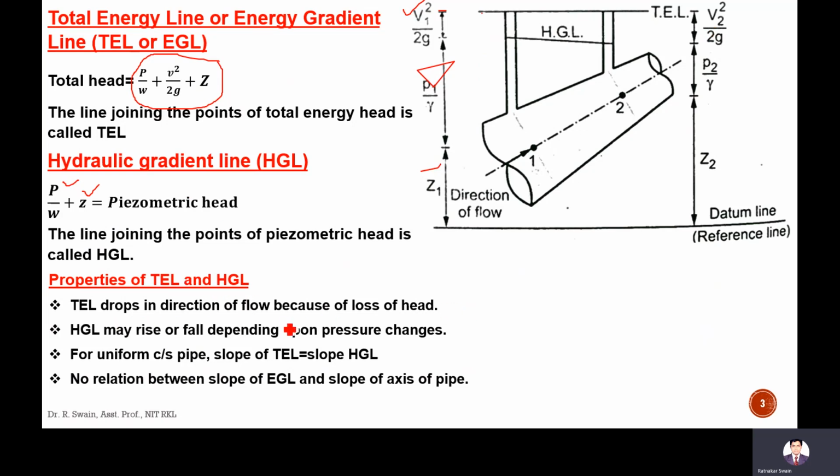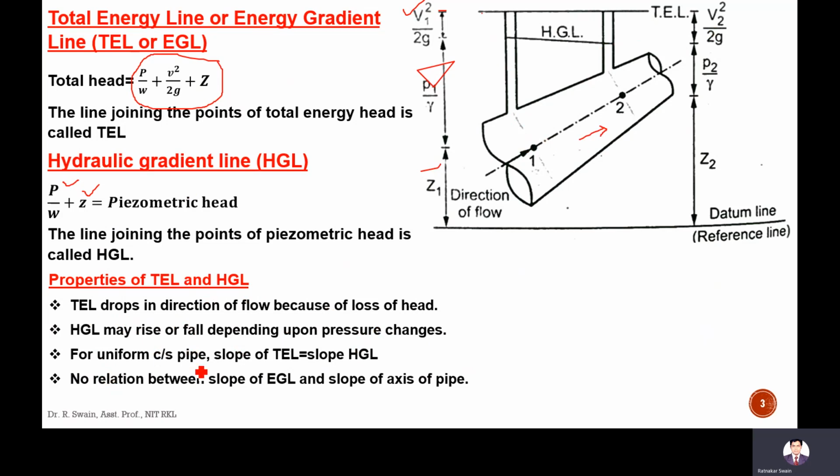TL drops in the direction of flow because of loss of head. In the direction of flow there will be loss because the flow is real, so there will be energy loss. If there is total energy loss, then obviously the TL will drop in the direction of flow. HL may rise or fall depending upon the pressure changes in the pipe.